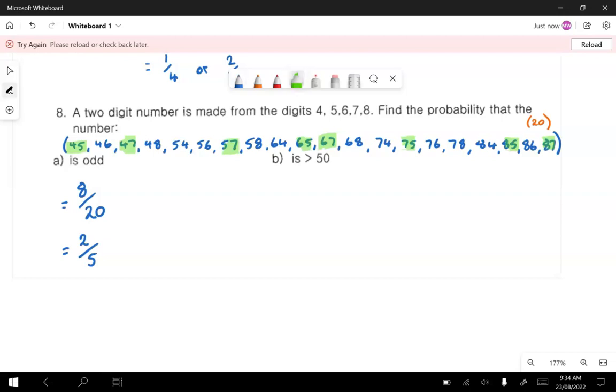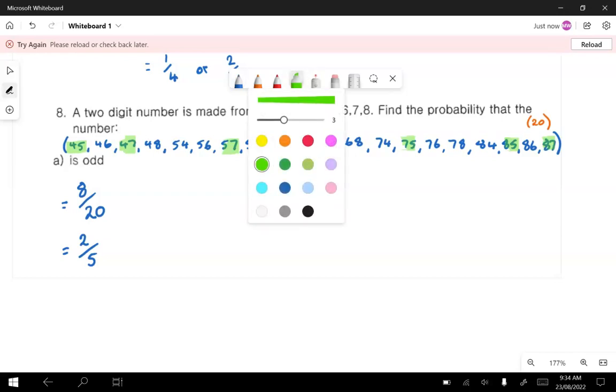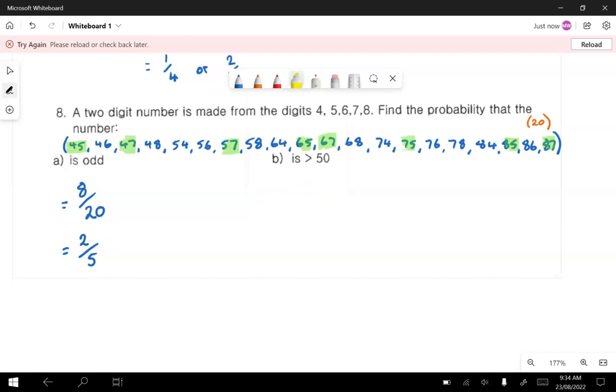Okay, what is the probability that it is greater than 50? Let's change colors and we'll go for that. So that's all of these numbers, isn't it? That means that 16 of the 20 possible outcomes are greater than 50. And if we have a look at that, 4 will go into 16 4 times, and 4 will go into 20 5 times, so our final answer is 4/5.